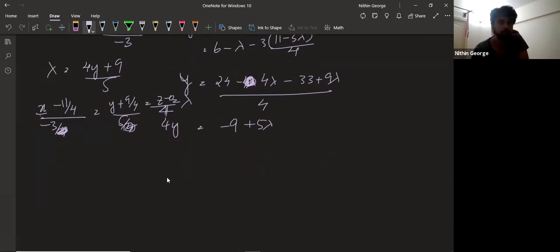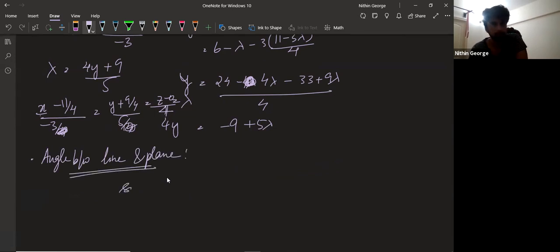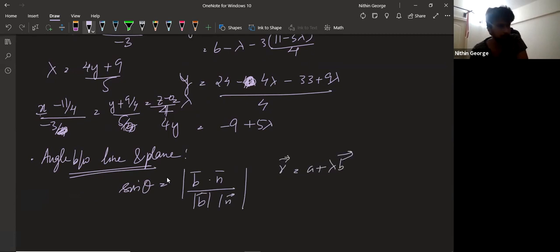Okay. Now, angle between line and plane. Okay, so a line is given to you, r equal to a plus lambda b, and a plane is given to you, r dot n equal to d. So how do you find the angle between them?